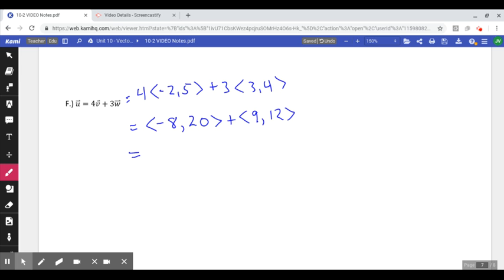And finally, we'll do the addition. So negative 8 plus 9 is 1. We're looking at the x component now of the first one and the x component of the next one. Now we'll look at the y components, which is 20 and 12, and just add those up. So you get 32.